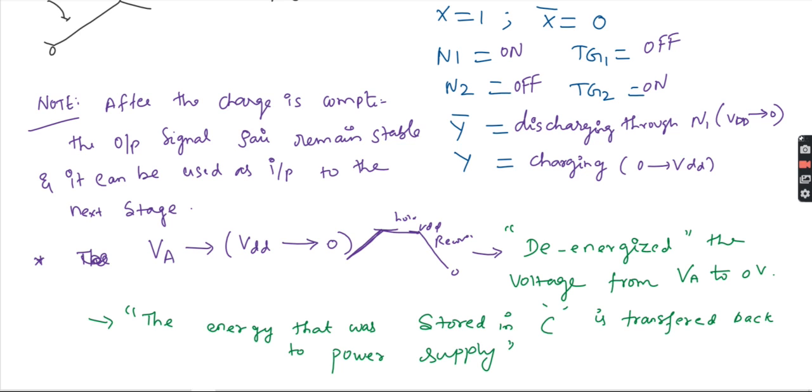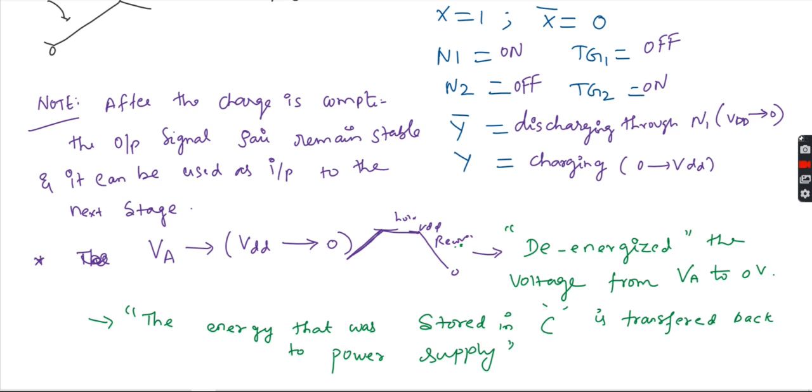That is a recovery circuit. So only we said it's a recovery. That is why we need to design a power supply such that the energy that was stored in C, when your power supply VA goes back to 0, will transfer back to the power supply. So there is no dissipation here when your voltage goes back to 0. This is one of the very important things.